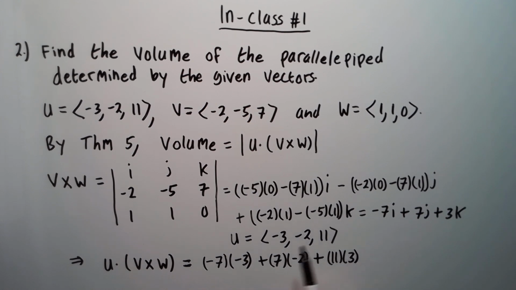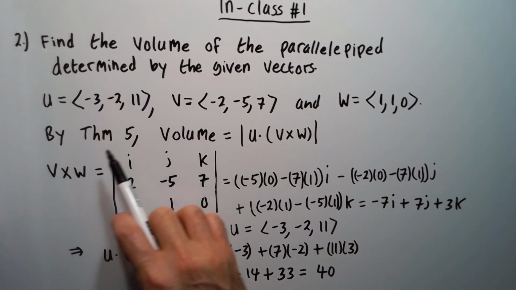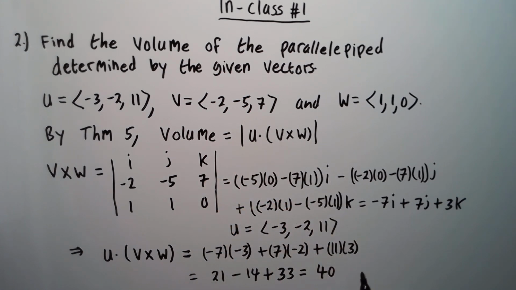So I get this. So again, -7 times -3, 7 times -2, 3 times 11. So working this out then, that's 21, that's -14, that's 33. So let me write the answer. So we then have 21 minus 14 plus 33, which is 40. And by theorem 5 then, the absolute value of this number will be our volume, but the absolute value of 40 is 40. So this guy here is the volume. So we're done.